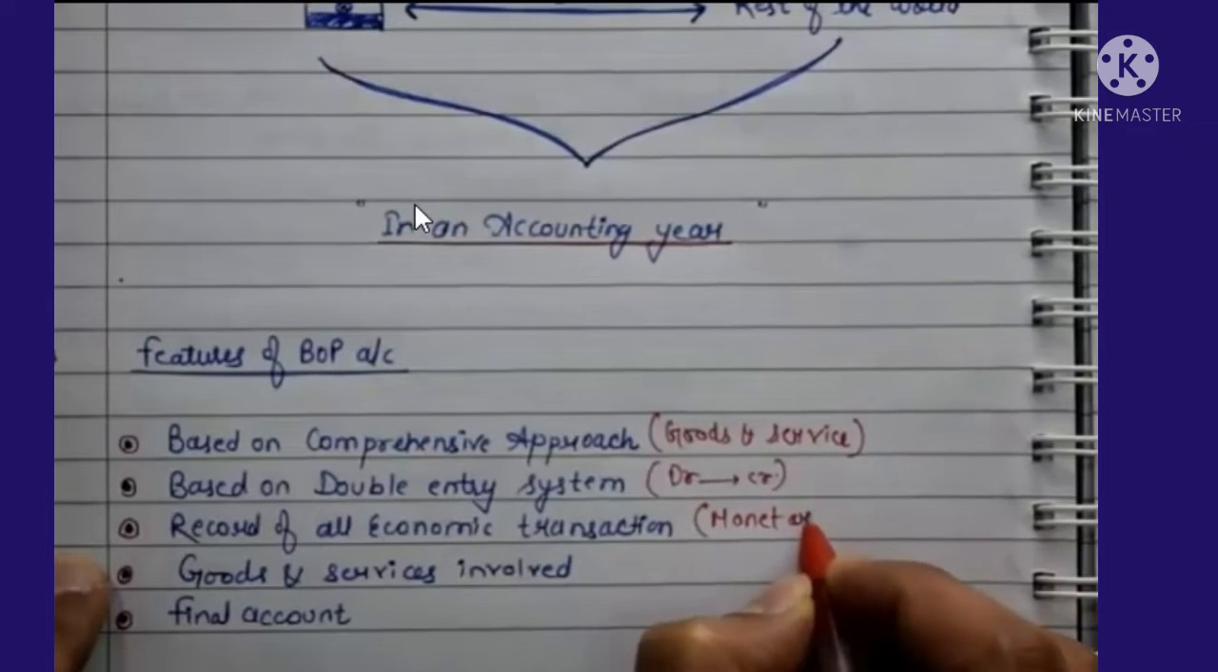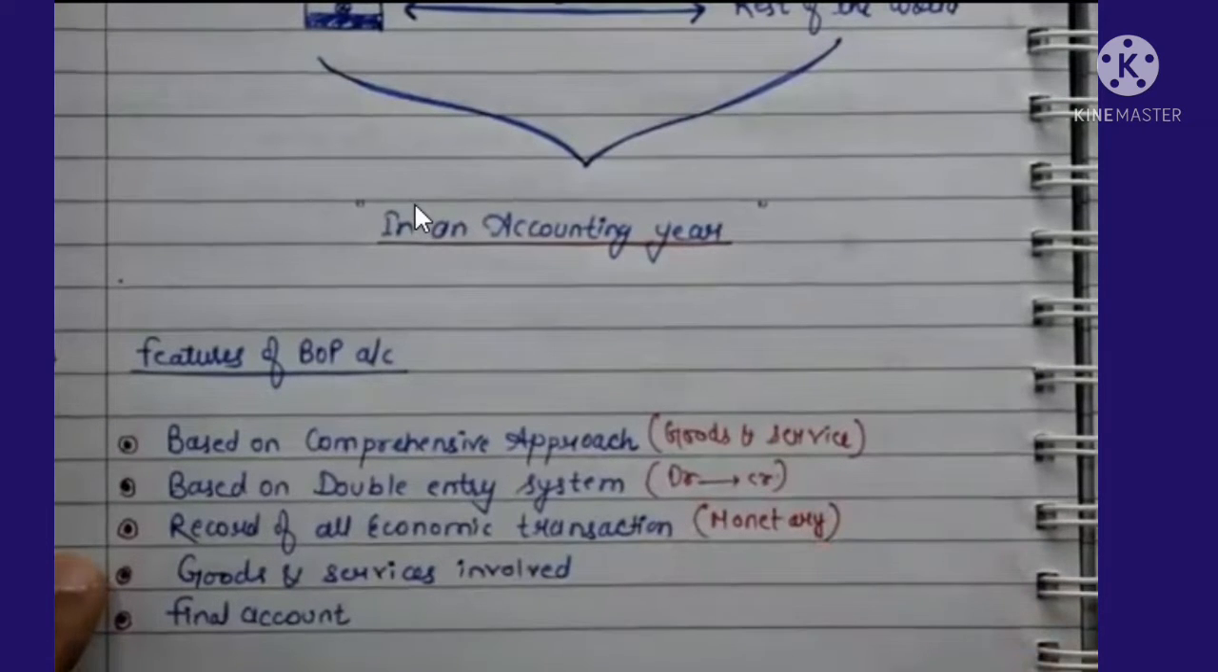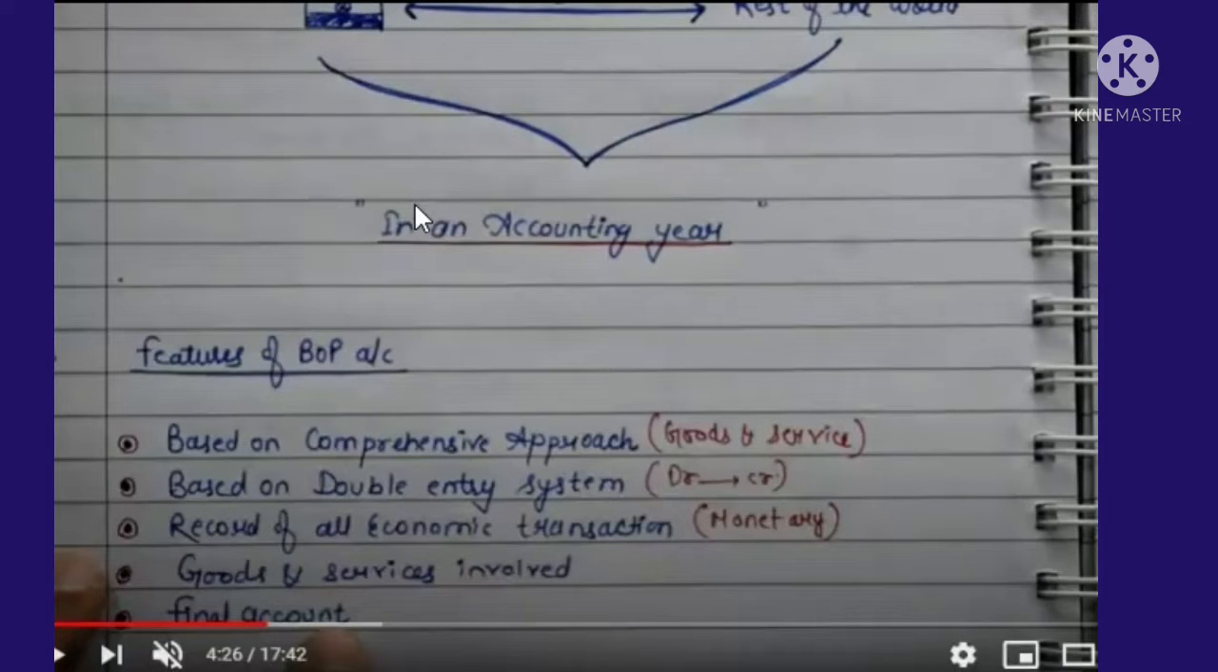Next, a record of all economic transactions. Economic transactions means money transactions. So next is goods and services involved in the transactions. That is also recorded in the balance of payment account. Then the final account. What is the final report? So that's another part of the account.